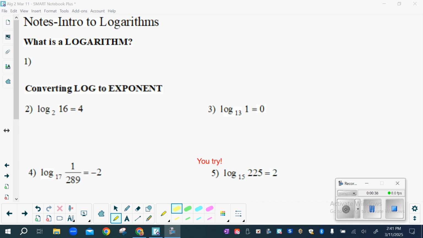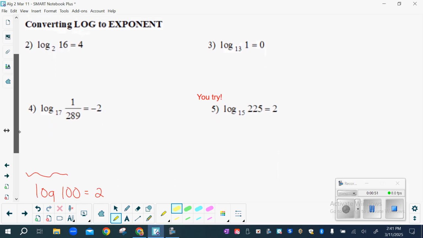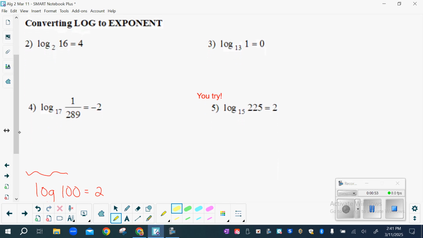So what we're going to do is show you first converting from a log to an exponent and then an exponent to a log. So a log equation to an exponential equation. So log base 2 of 16 is 4. Notice the log and the 16 are all straight in a line. The only thing that's lower is the base. So make sure when you're rewriting it, that's how you're doing it.